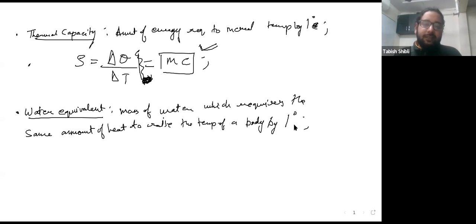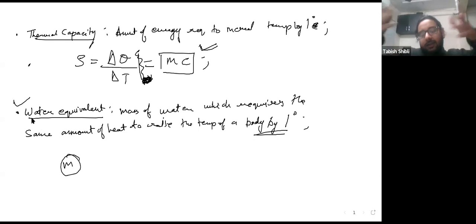So essentially, how much energy you're putting in? So you're putting in delta Q amount of energy. Now, if you put that delta Q amount of energy into m mass of water, so what is m? So that the increase in temperature of water is also 1 degree Celsius. That is what water equivalent means. So it's the equivalent amount of water that you'll need to essentially get the same energy. Make sense?